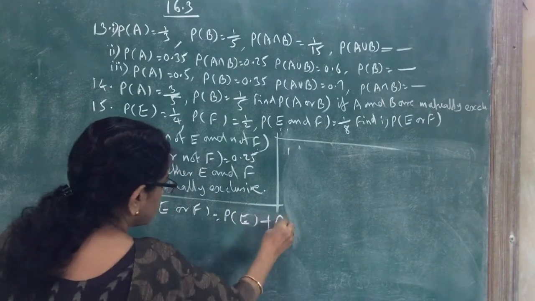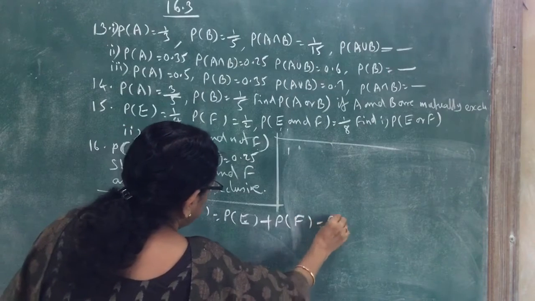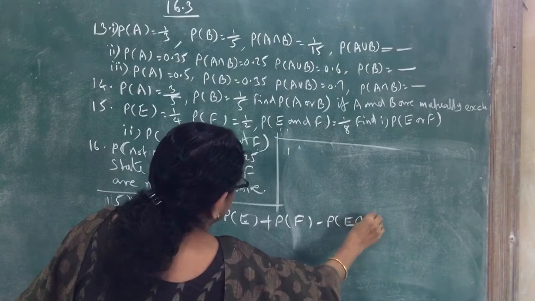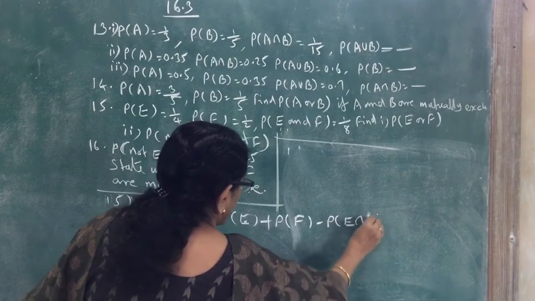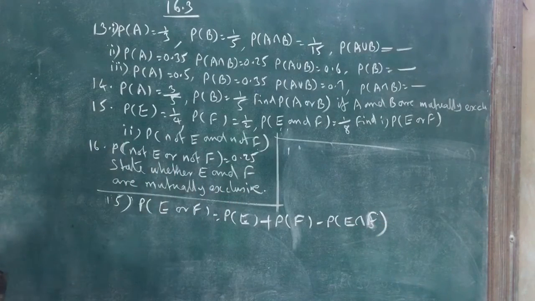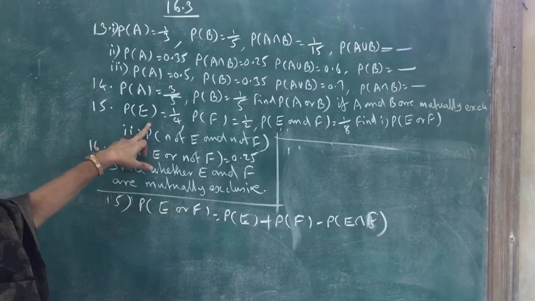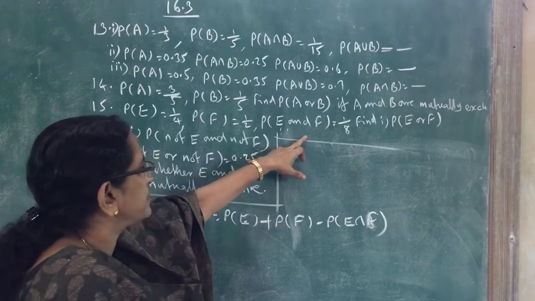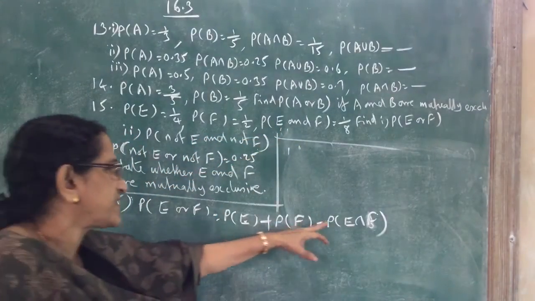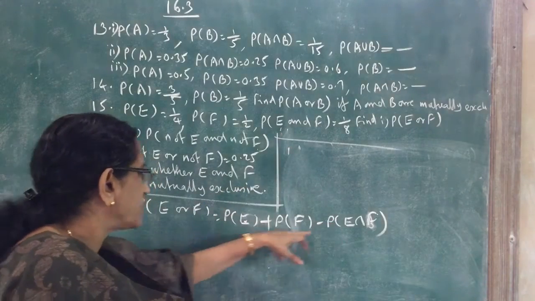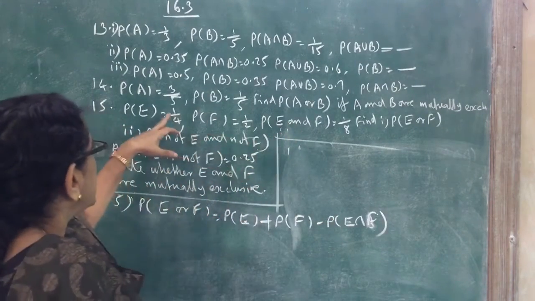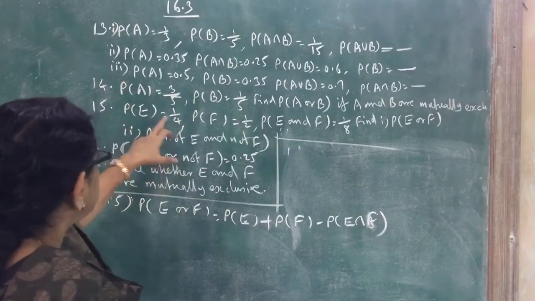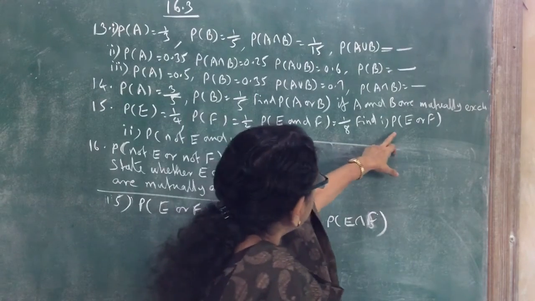Probability of E plus probability of F minus probability of E intersection F. So that is the formula. Probability of E given, probability of F given, probability of E and F given, that means probability of E intersection F. So all these three values are given. We want to find the probability of E or F.